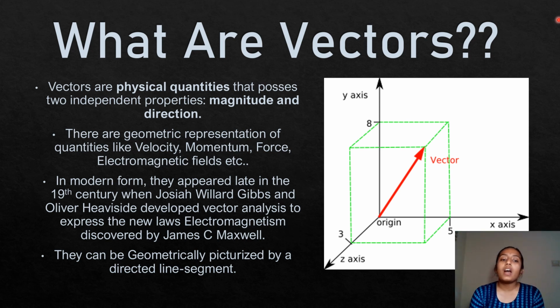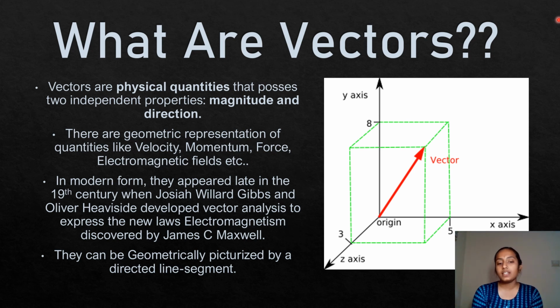And how did vectors come into existence? When did the invention of vectors occur? In modern form, they appeared in the late 19th century when Josiah Willard Gibbs and Oliver Heaviside developed vector analysis to express new laws of electromagnetism that were discovered by James C. Maxwell. We all know Maxwell for his right hand thumb rule and the corkscrew rule, but when his discoveries in electromagnetism were being expressed and analyzed by the two scientists, Josiah Willard Gibbs and Oliver Heaviside, they developed a new topic in mathematics that we now know as vector calculus.